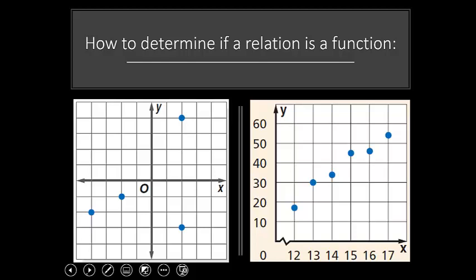When we look at a graph, how do we determine if it is a function or not? Well, this is easy to do when you're using a ruler.